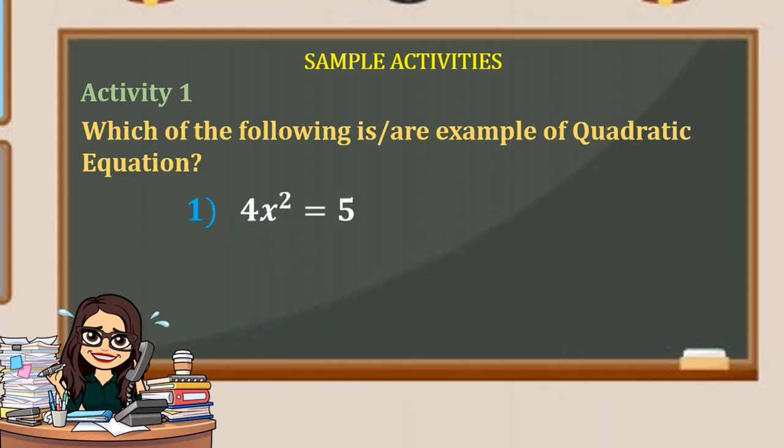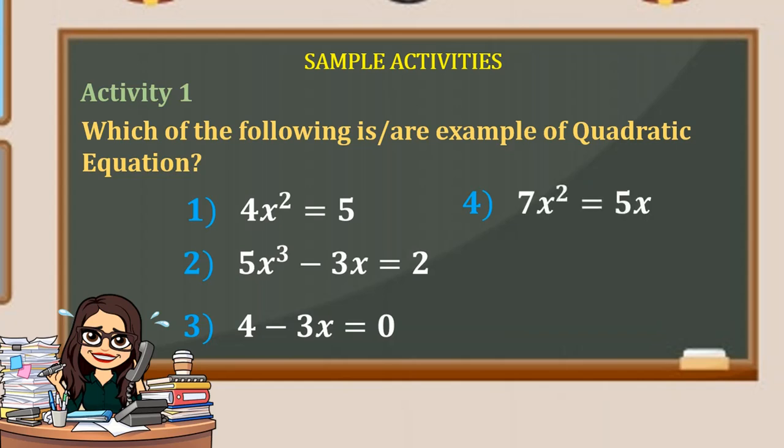Equation number 1, 4x squared equals to 5. Equation number 2, 5x cubed minus 3x equals 2. For number 3, we have 4 minus 3x equals 0. For number 4, 7x squared equals to 5x. And for number 5, we have negative 3x squared equals to 5x cubed.